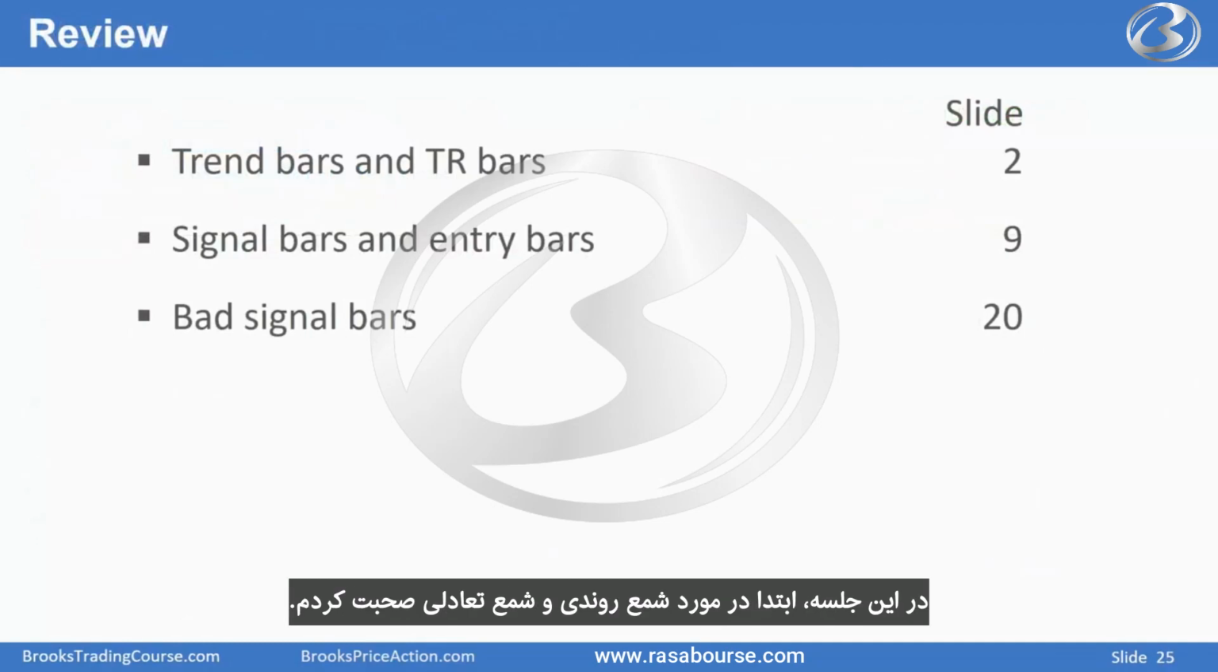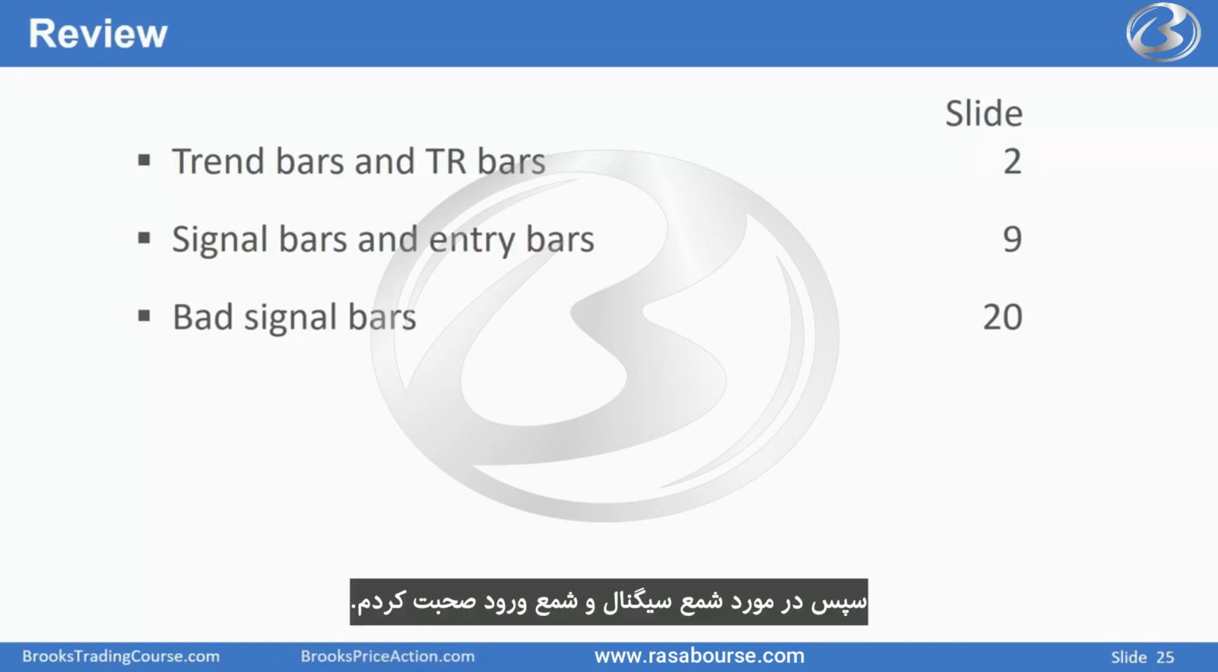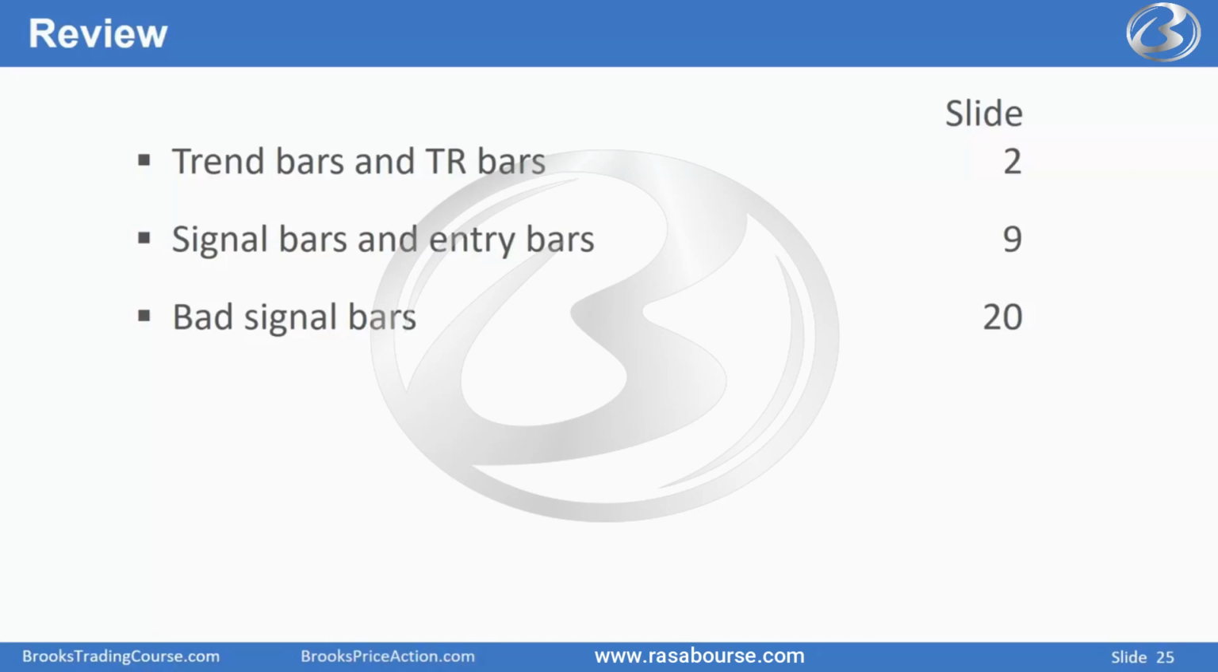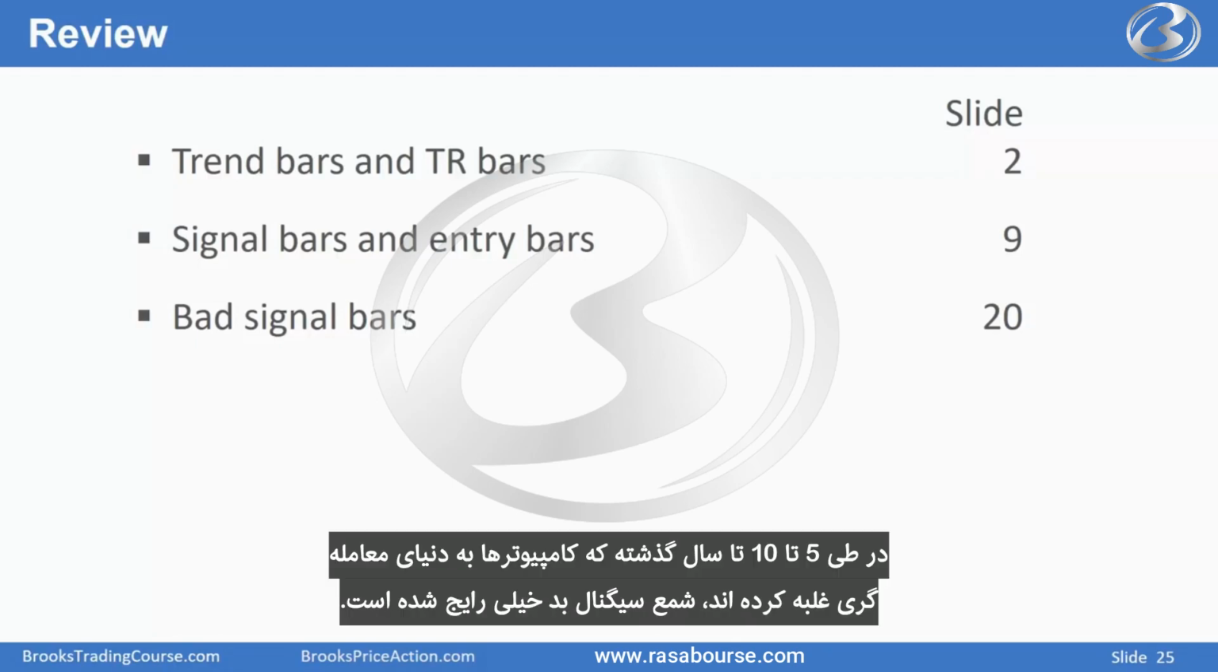I began by talking about trend bars and trading range bars. Every bar on every chart is either a trend bar or a trading range bar. I then moved on to talk about signal bars and entry bars. A signal bar is a warning that you have a potential trade, and an entry bar is the bar when you actually entered the trade. I made the important point about bad signal bars. They've become much more common over the past 5 to 10 years now that computers dominate trading.